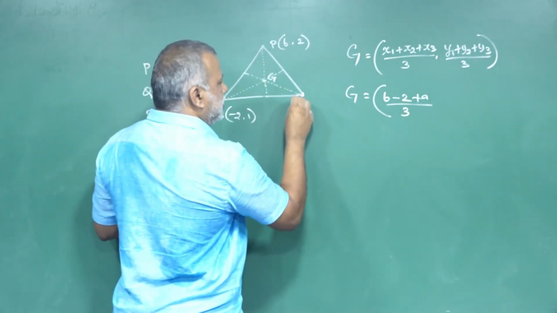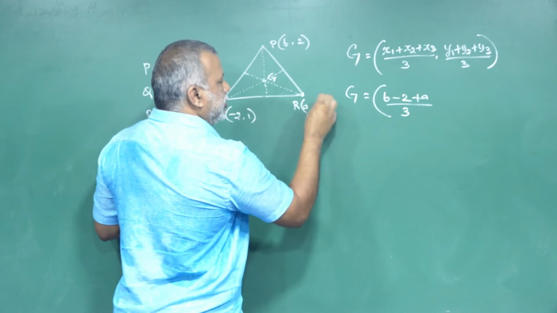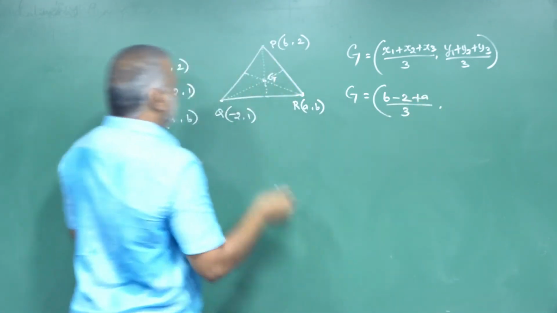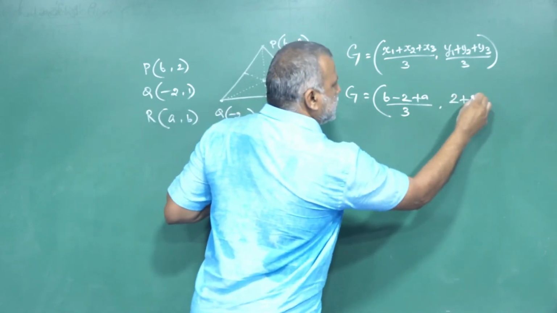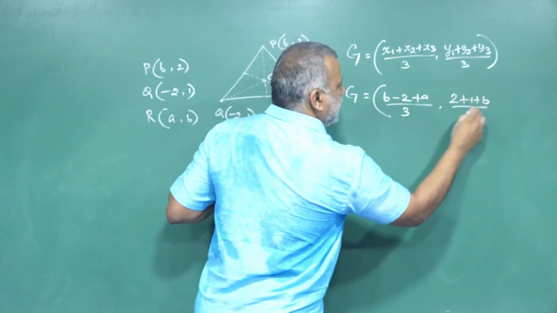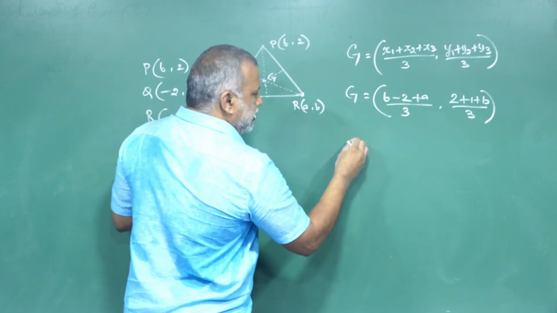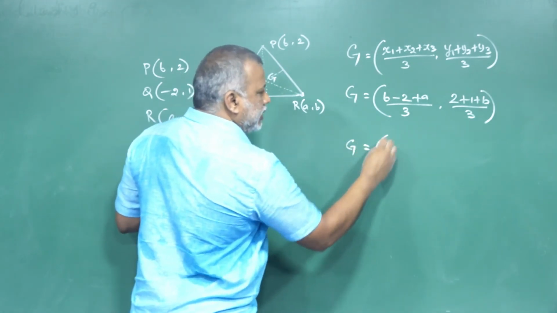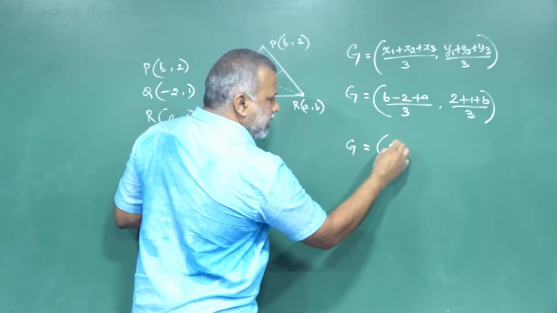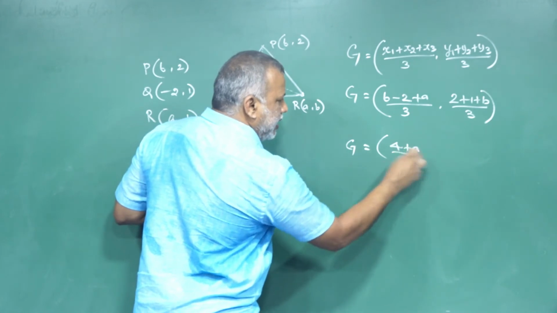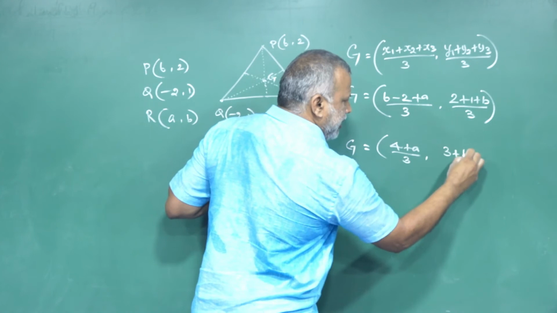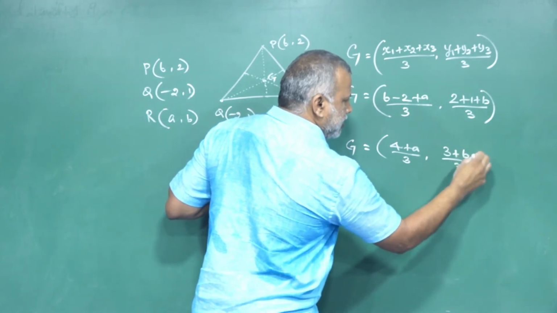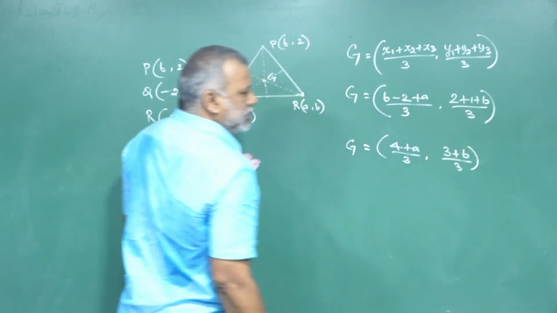Select this point R. This is a, b. y1 is 2, 1, b. 2 plus 1 plus b divided by 3. If you are simplifying this, G equal to 6 minus 2, we can get (4 plus a) divided by 3, comma (3 plus b) divided by 3.